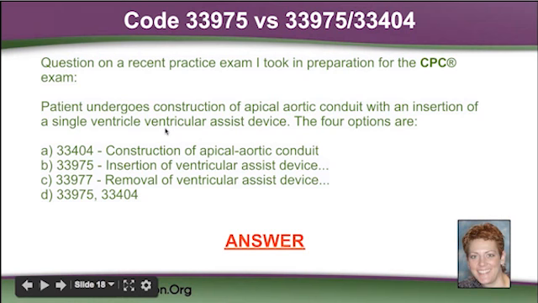The four options are, so we have A, 33404, which is construction of apical-aortic conduit. B, 33975, insertion of ventricular assist device. C, 33977, removal of ventricular assist device. And D, both the 975 and 404. In hindsight, I should have made this a poll, sorry. Okay, so let's go to what my answer was.